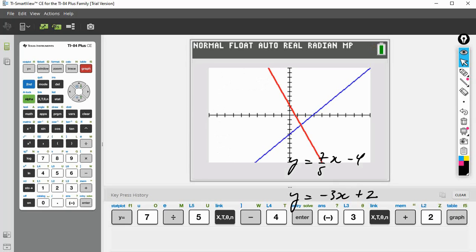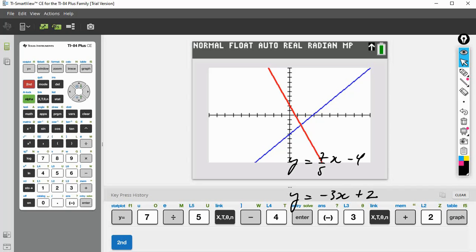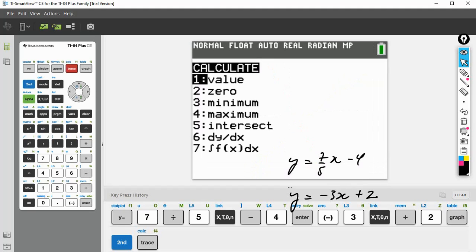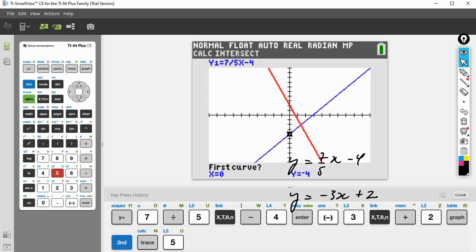So here's the intercept. So this does have a solution. Remember, to find the intercept of two lines or two graphs in general, we go to second, and on the trace button it says calc, and there it is, number 5, intersect. So there they are. First curve, the blue one, yes, hit enter. Second curve, the red one, yes, hit enter. Guess, yes, and there it is. That's the solution right there.